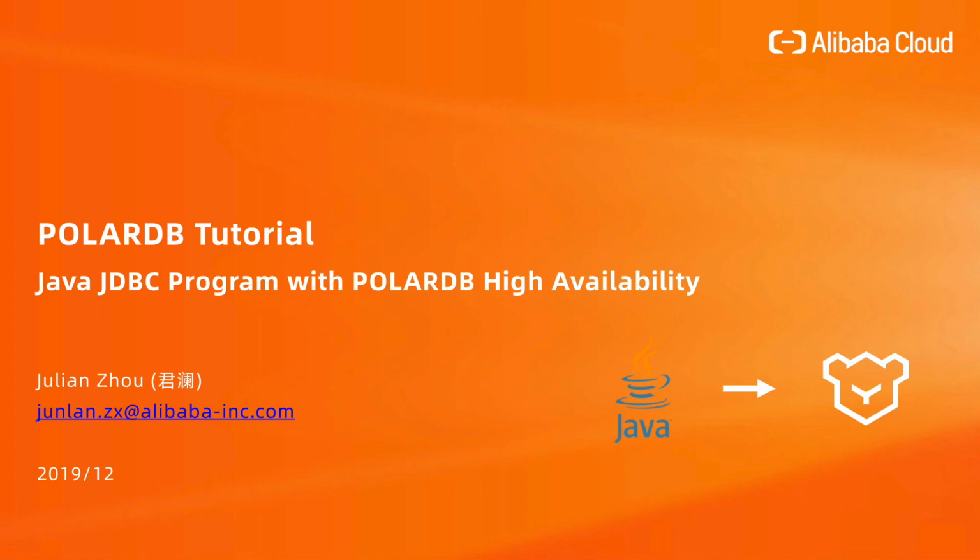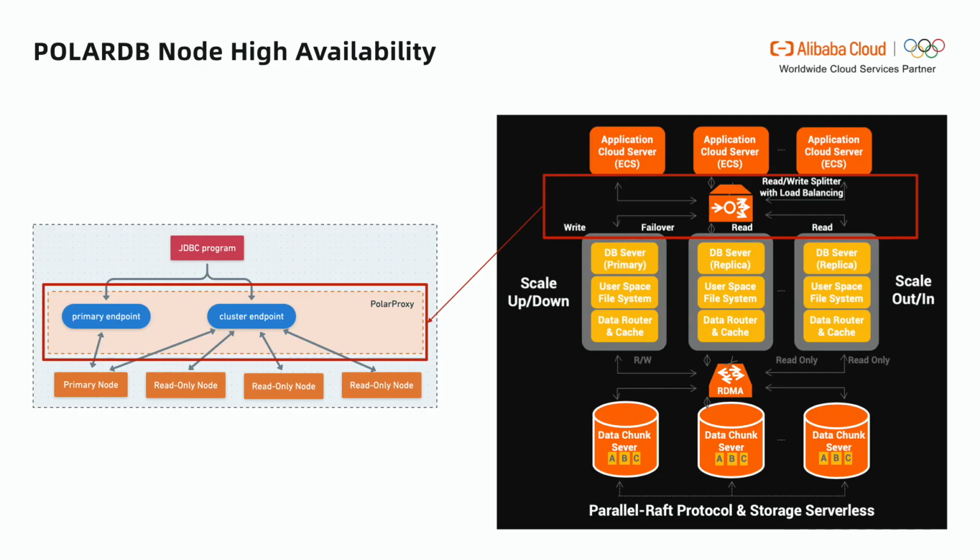Today, I will show you an example of a Java JDBC program working with PolarDB high availability. This part is the architecture of PolarDB. For this topic, the key component is the Polar proxy in the red rectangle.